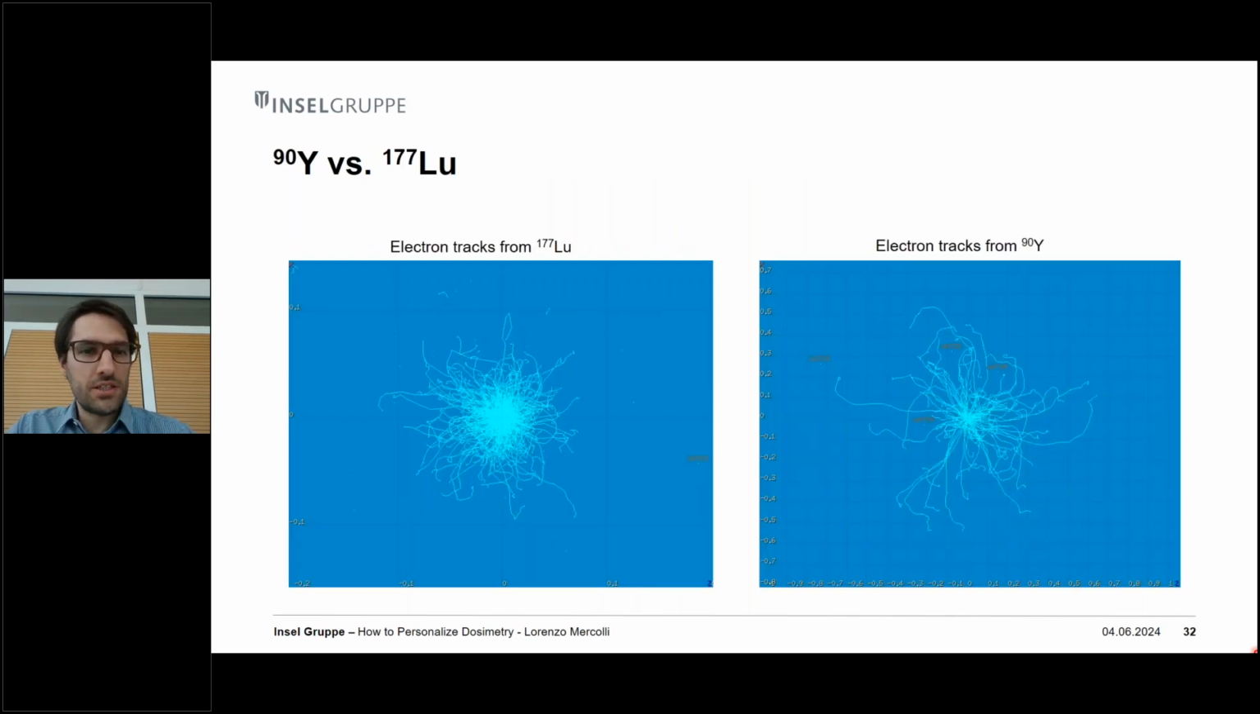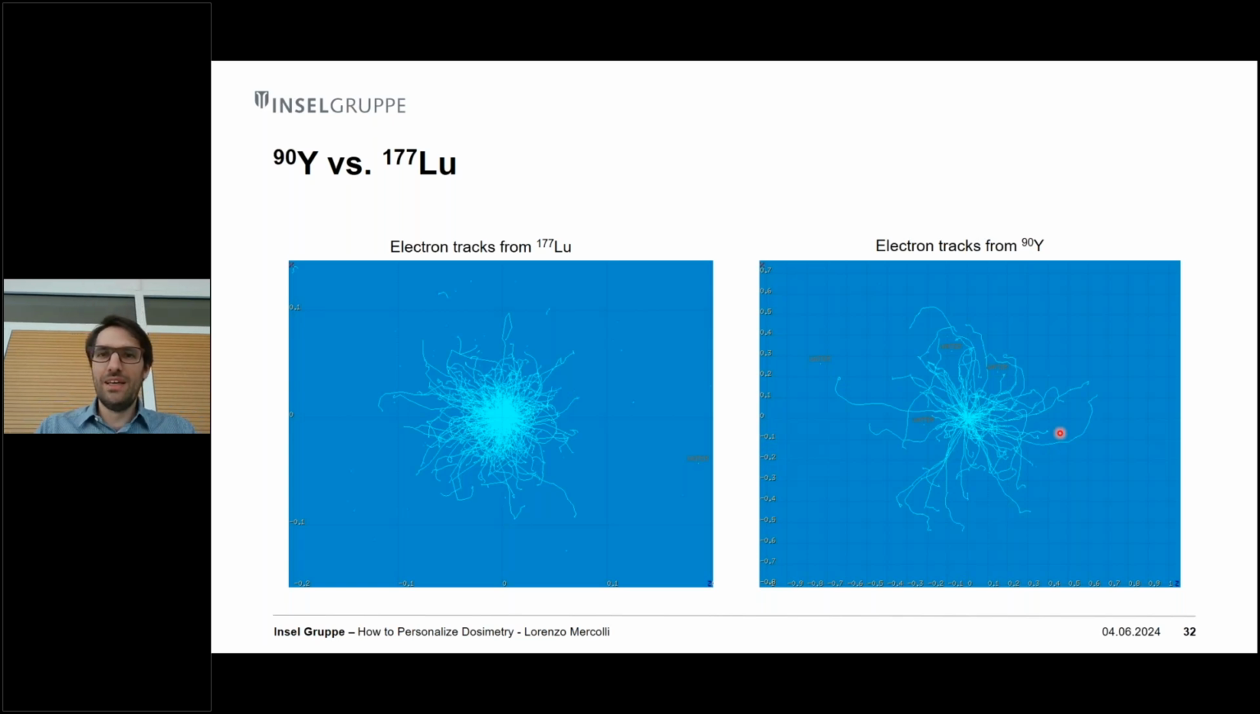However, the first observation is that compared to lutetium, the energy of the electrons that are emitted from yttrium-90 decay is much higher. And you can compare here, so this is again the electron tracks in water from lutetium. Again, we have this 1 millimeter grid here. Here we have also a grid with 1 millimeters, but you see the tracks, the electrons, they travel much further for yttrium-90.